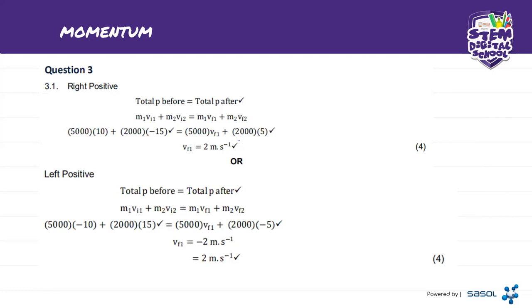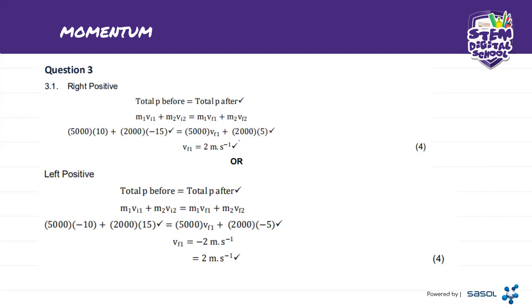And don't forget, guys, in all problems, you need to choose your direction. Which direction of yours is positive? In this case, they chose right as positive, but you can also choose left as positive. It will still give you the answer. We're going to do them both. You see, we've got right here and we've got left here.